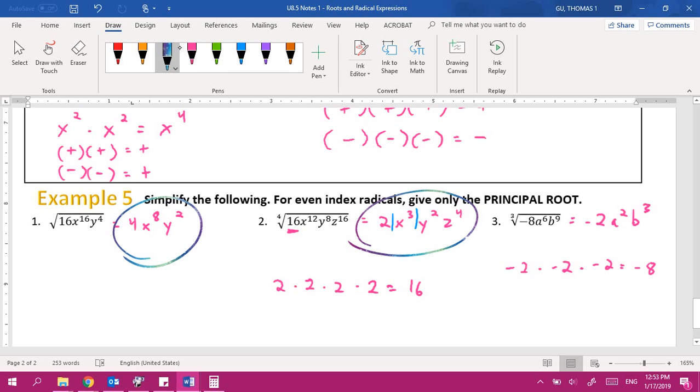And remember, you don't have to worry about it because it only says give the principal root for your even indexes. That's an odd index, so that's good as it is.